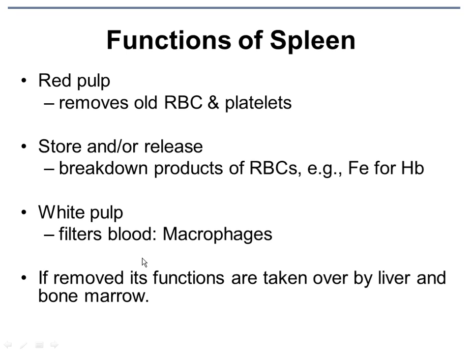The white pulp is more resident macrophage, and its function is to filter blood as it comes through. The spleen is one of those interesting organs where if it's inflamed or necrotic or damaged, it can be removed, and the patient has their liver and their bone marrow take over the functionality that the spleen would do.